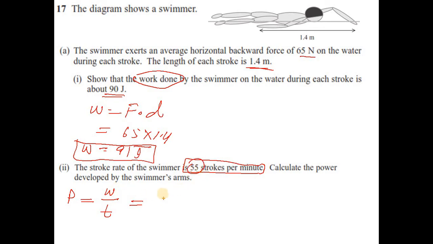So the total work done would be 91, which is the work done for one stroke, times 55, so total work, and per unit time, and it is a minute. T is 60 seconds, and if you solve this, you have 83.42. That means power is equal to 83.4 watt.